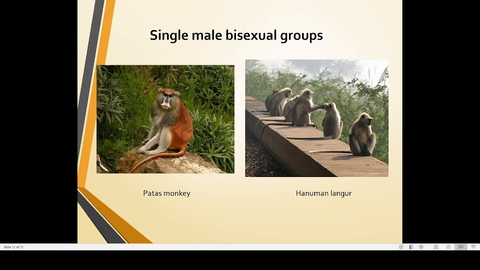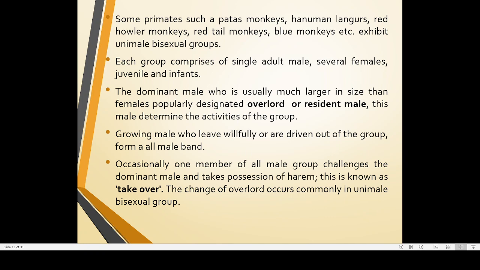Then another type is the single male bisexual female group. As the name itself suggests, there will be one male and two or three females in a family. That kind of relationship is observed in Patas monkey and Hanuman langur. They do not have this kind of strict monogamy. They have one male, and two or three, sometimes more, female members staying together with the one male member. That kind of nature is the single male bisexual group.